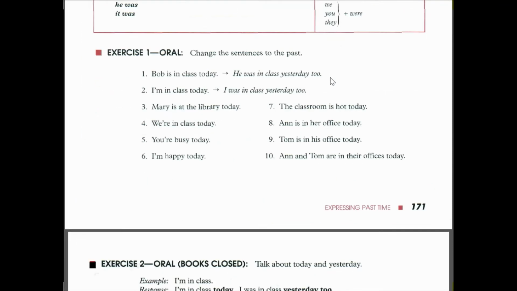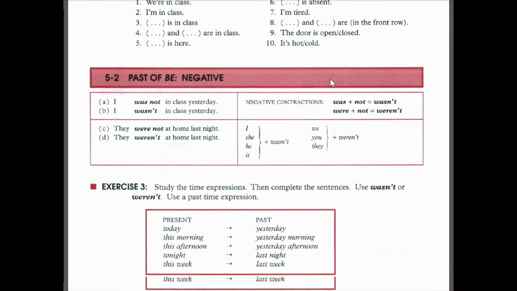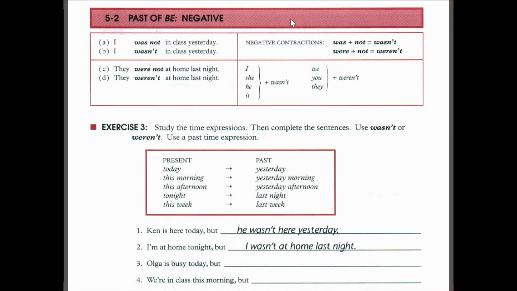Okay, let's continue. And then we are going to answer exercise 3. Wasn't or were not. Ken is here today, but he wasn't here yesterday. So make it negative. I am at home tonight, but I wasn't at home last night. Okay, let's do this.